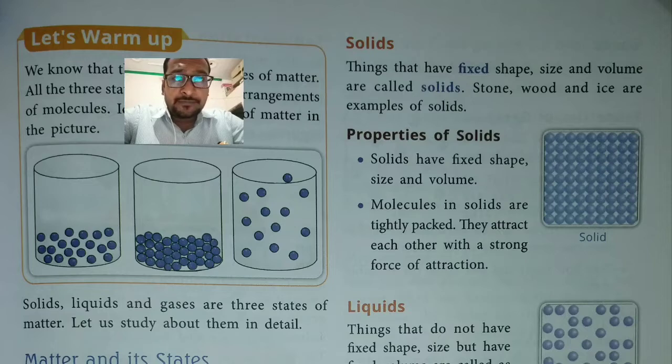The properties of solids are: solids have fixed shape and size and volume. Molecules in solids are tightly packed. They attract each other with a strong force of attraction. So these are the properties.